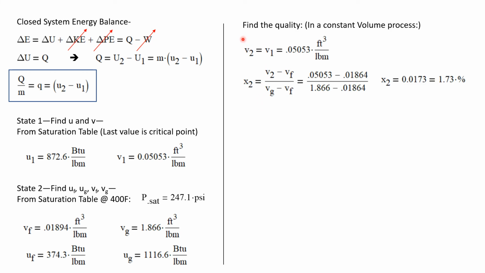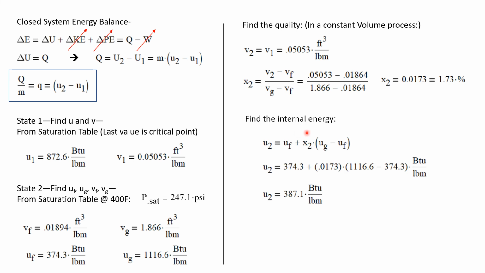So we can now determine the quality of the state by observing that this is a constant volume process, and therefore the specific volume at state 2 is equal to the specific volume at state 1, which we determined to be 0.05053. So the quality is simply v2 minus v_f over v_g minus v_f, all values taken at state 2, which we remove from the table. And I get that the quality at state 2 is 0.0173, or 1.73%.